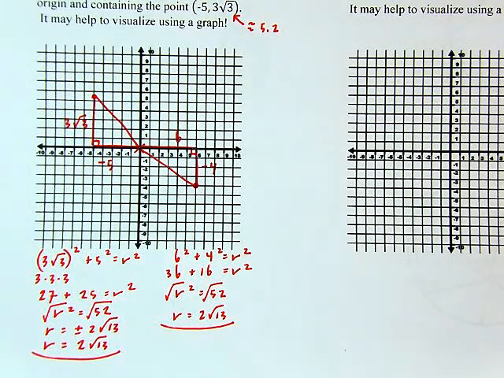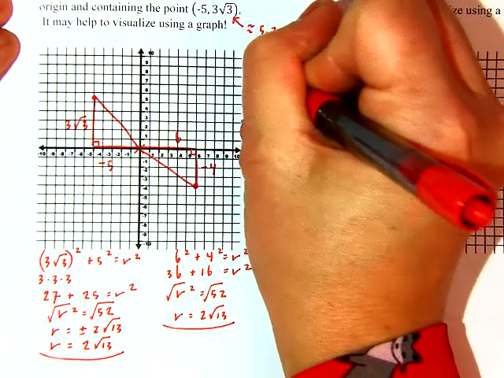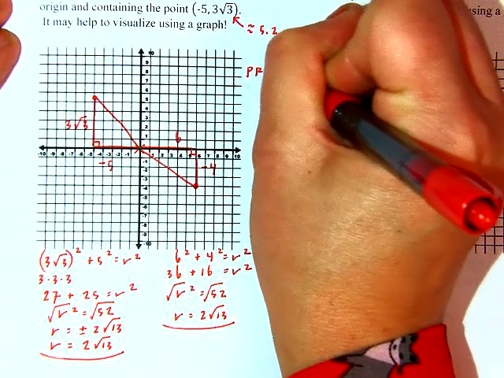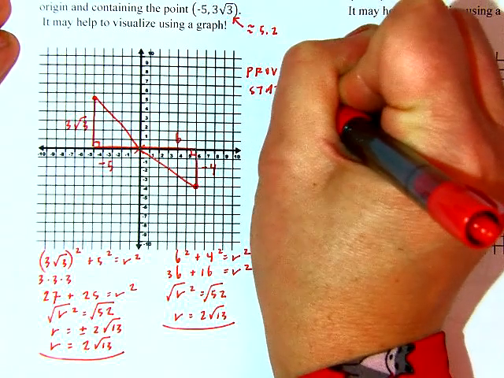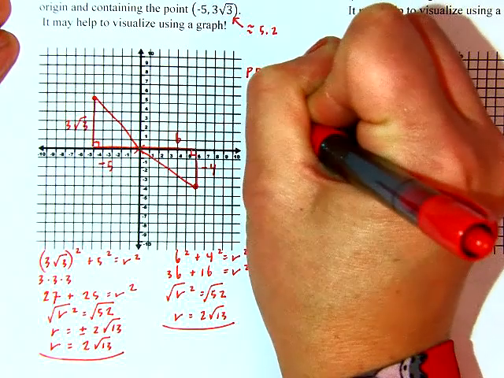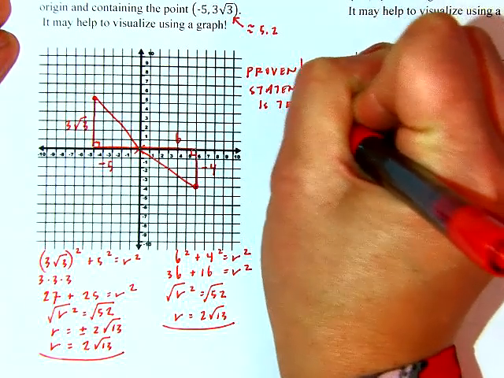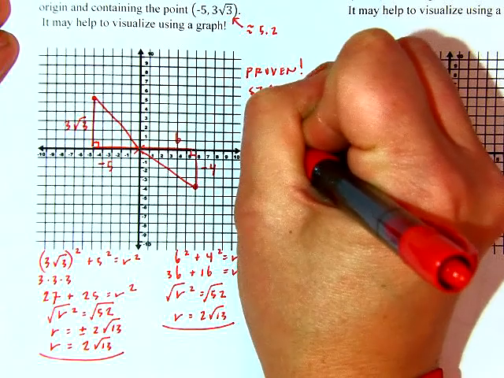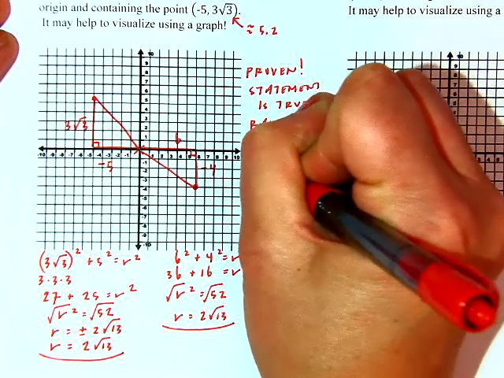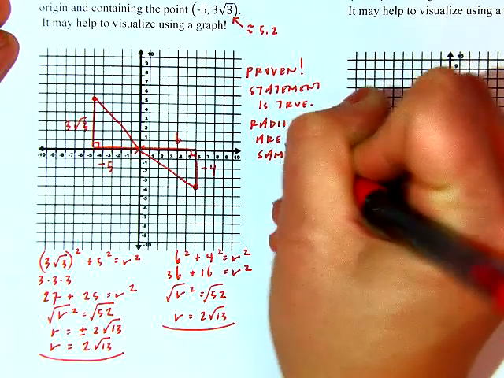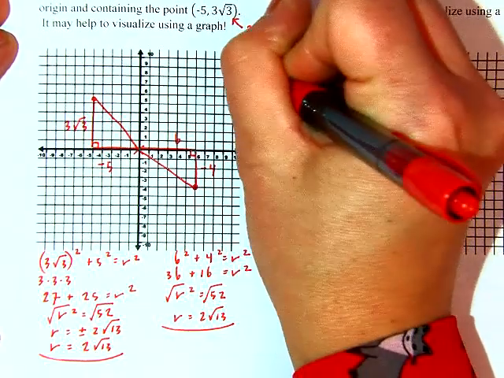So yes, I have proven it. The statement is true. Their radii match. We got the same radius value. So I'm just going to write proven. Success. Statement is true. The radii are the same. And of course, you know I like to box it.